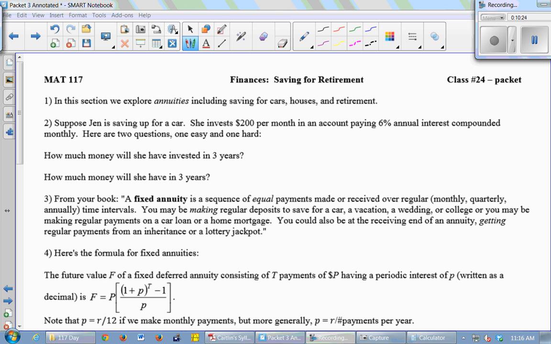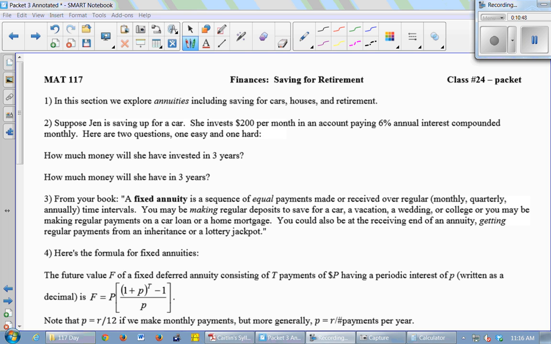All right, so in this section, we're going to explore something called annuities. And this is saving for the future, if you want to save for a car or a house or for retirement or any other reason you want to save. So suppose Jen is saving up for a car. So she's going to put aside $200 per month in an account that pays 6% annual interest compounded monthly.